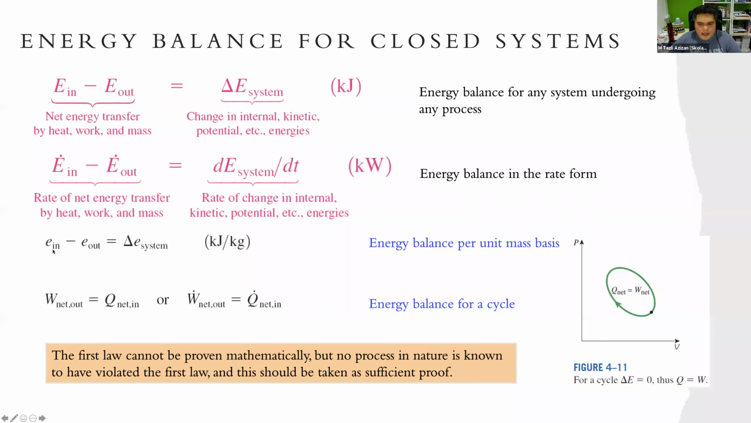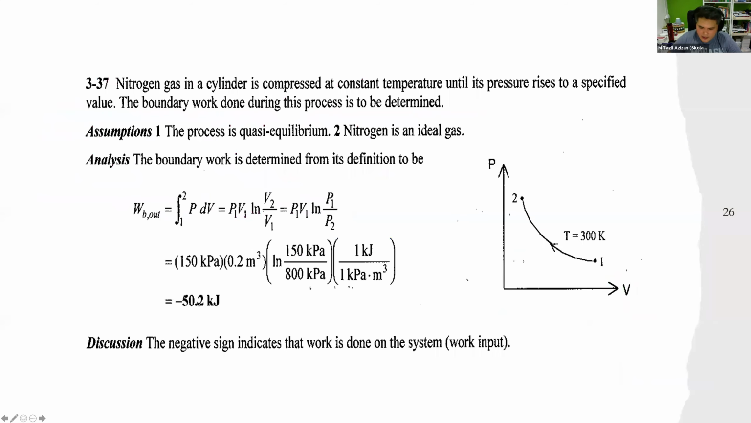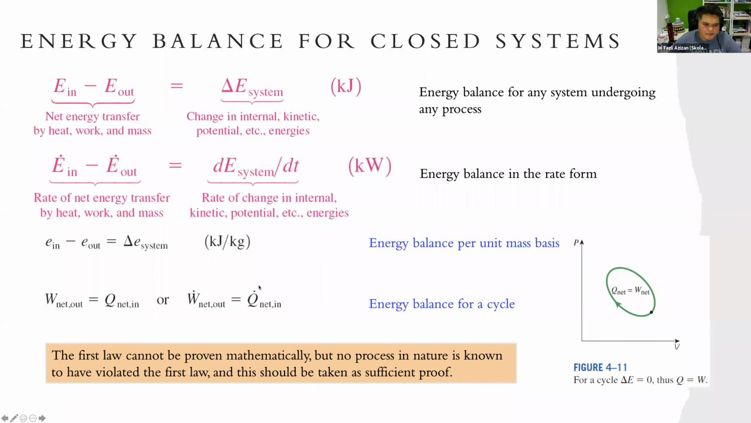This is the energy balance per unit mass, when this is divided per unit mass. And for a cycle, the net work out is the net heat in, or in rate form, the rate of work being transferred out is equal to the rate of heat transferred in. So this is the energy balance for a cycle. What is also written here is that the first law cannot be proven mathematically, but no process in nature is known to have violated the first law, and this should be taken as sufficient proof. Okay.